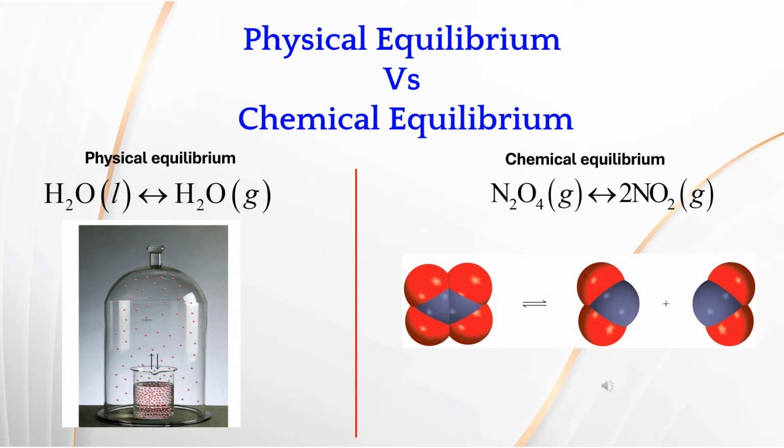The reversible reaction between dinitrogen tetraoxide and nitrogen dioxide is a good example of chemical equilibrium. The progress can be monitored easily because dinitrogen tetraoxide is a colorless gas and nitrogen dioxide is dark brown in color, which makes it visible.